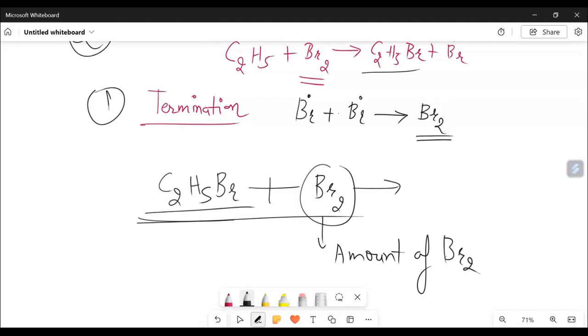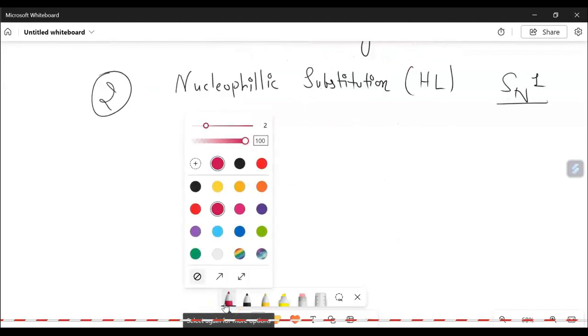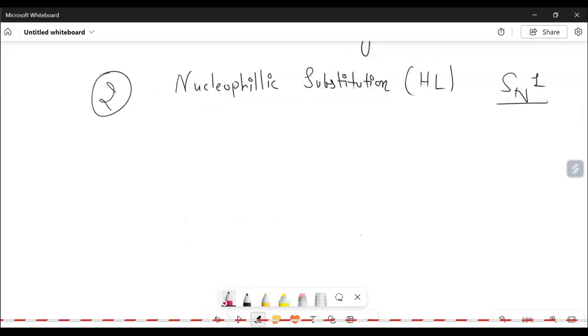Let's go with the second reaction. The second one is nucleophilic substitution, also pronounced as SN1. First we need to understand what a nucleophile is.